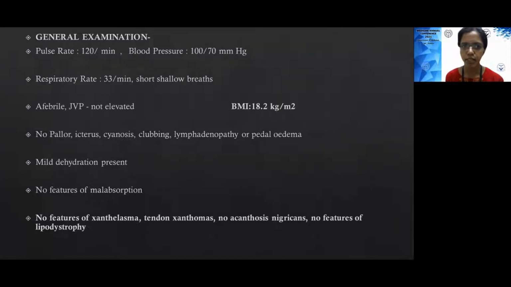Currently, on general examination, her pulse rate was 120, she is tachycardic, blood pressure was 100 by 70, respiratory rate was 33, she is tachypneic, and she was taking short, shallow breaths. Acidotic breathing was present. She was afebrile at the time of presentation, JVP was not elevated. Her BMI is 18.2, so she is a lean person, not obese. She did not have any pallor, icterus, cyanosis, clubbing, lymphadenopathy, or edema.